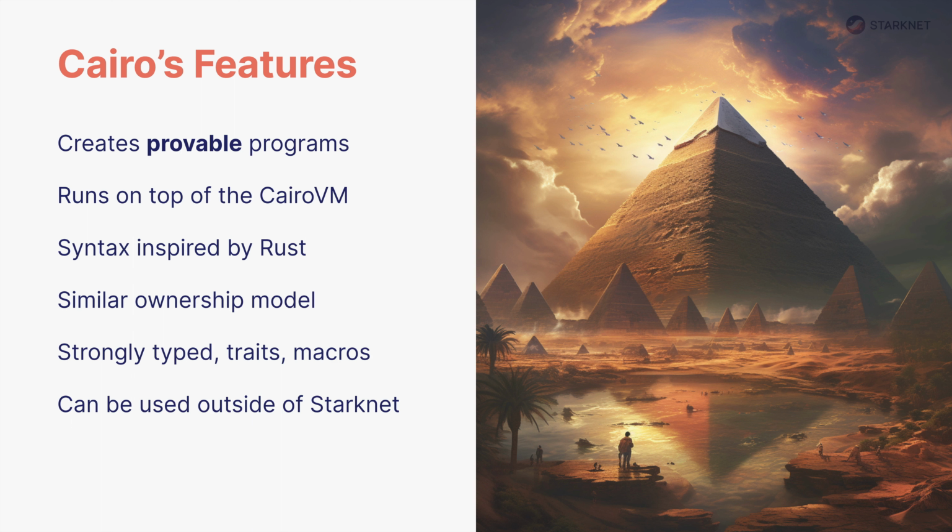An example of Cairo used outside of Starknet is ZeroSync, a product that is able to prove Bitcoin's UTXO with the goal of synchronizing a new Bitcoin node in minutes in a trustless way.